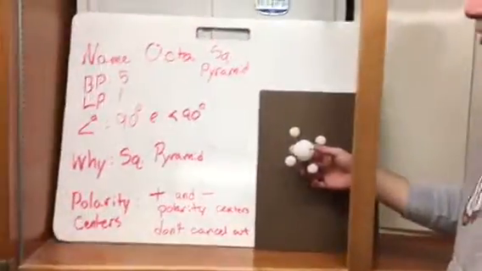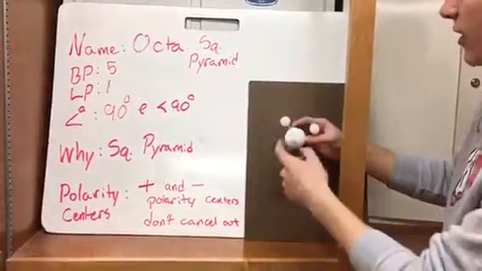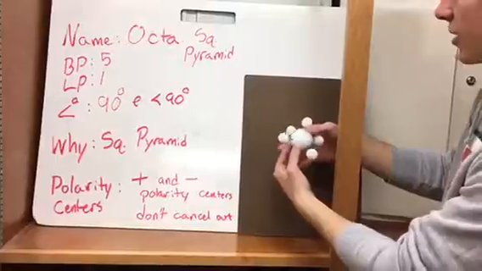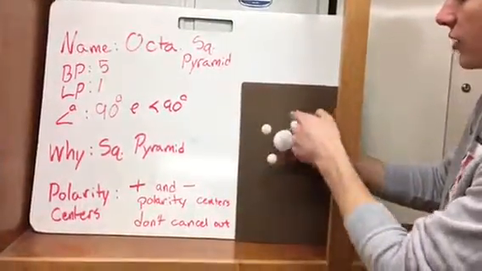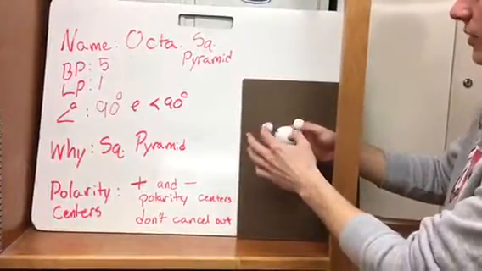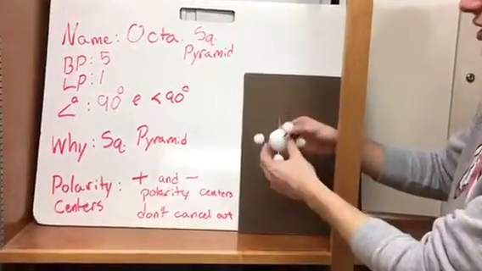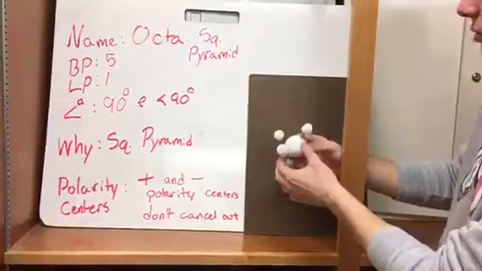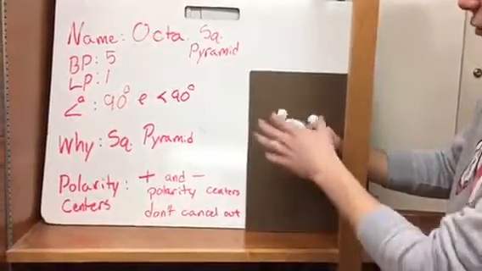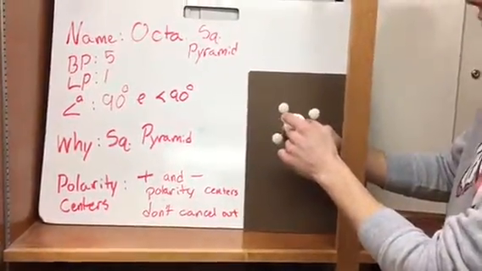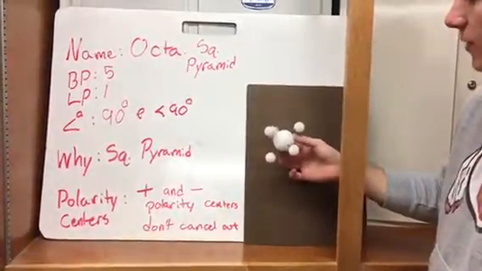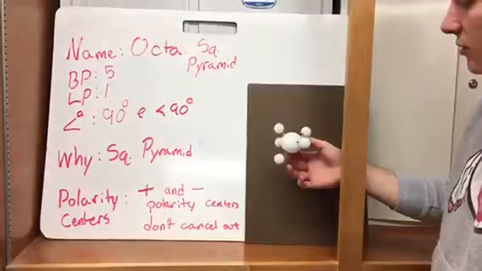Here we have the octahedral square pyramid. There are 5 bonded pairs and 1 lone pair. On this plane, the angles are all 90 degrees, but from here to here, they're slightly less than 90 because the lone pair repels them further. And it's called the square pyramid because the 4 bonded pairs and the one up here form a square pyramid. And then for the polarity, the positive and negative centers don't cancel out, so that makes it polar.